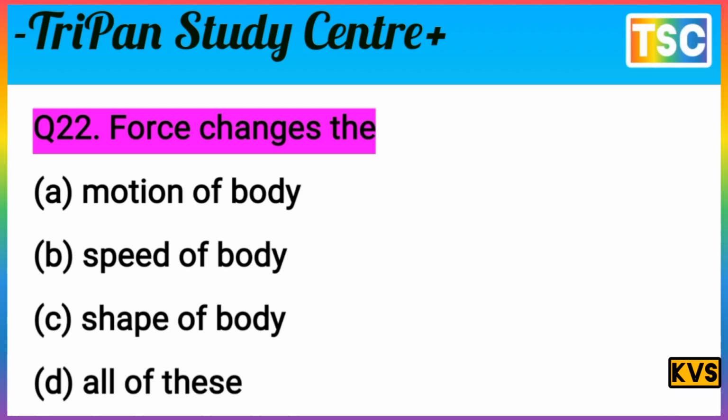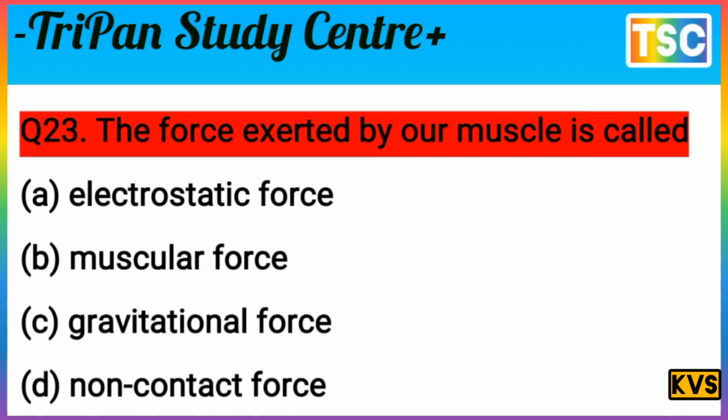Let's see the next question. The force exerted by our muscle is called. A, electrostatic force. B, muscular force. C, gravitational force. D, non-contact force. The question is clear and very easy. But first of all, give the correct answer for this question and write it in your notebook.